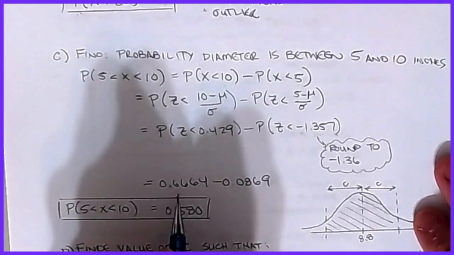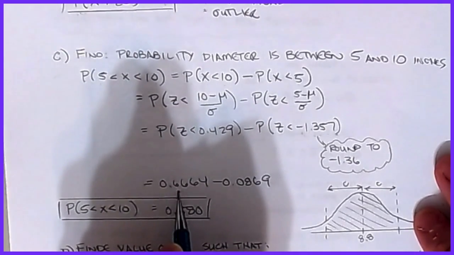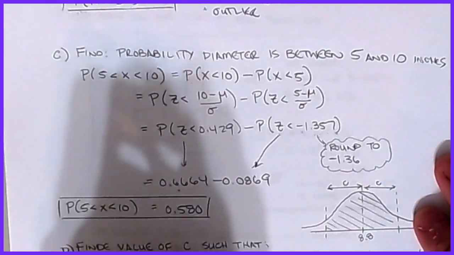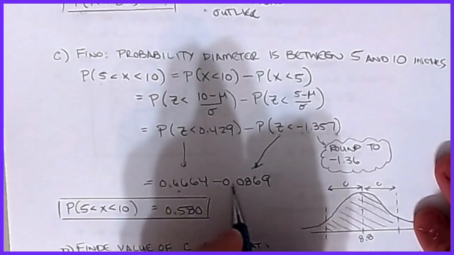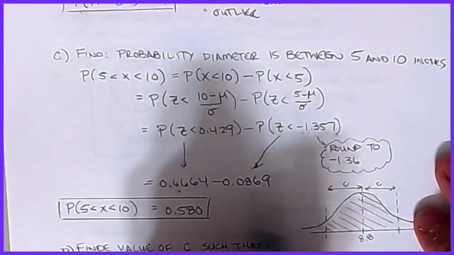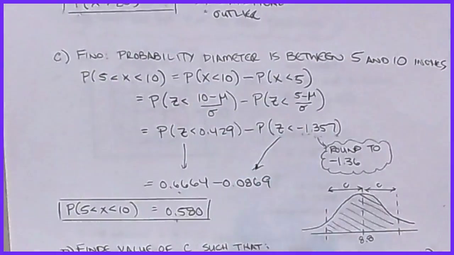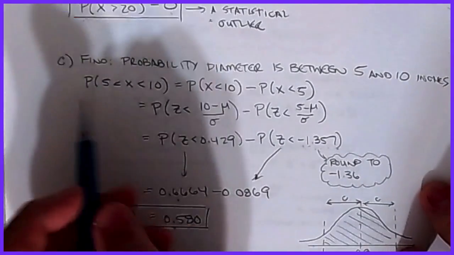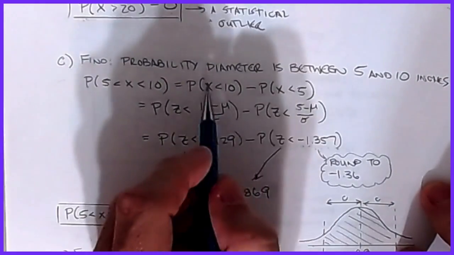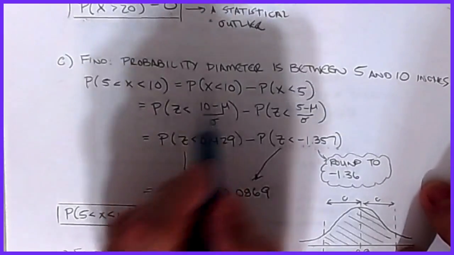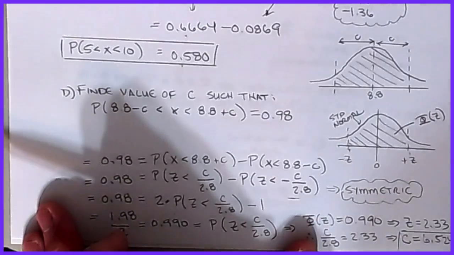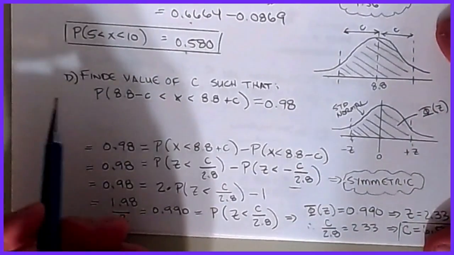And so you can go look at the tables. We have this value from before, 0.6664. And then so that's this one, and this is that one. Okay, and so if I look this value up in the table, I get minus 0.0869. And then I do the math. My probability of being in that range is 58%, or 0.580. So pretty simple to be able to set all these up. So this ability to break pieces and go into sums of cumulatives is very, very important in this normal distribution discussion.